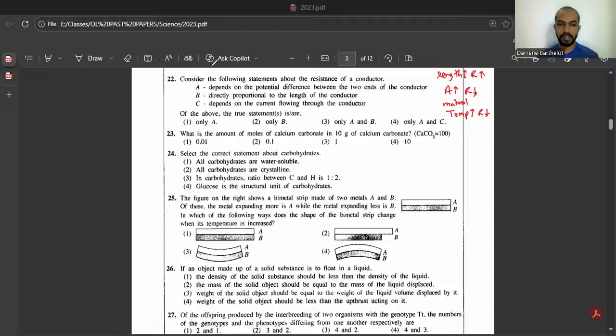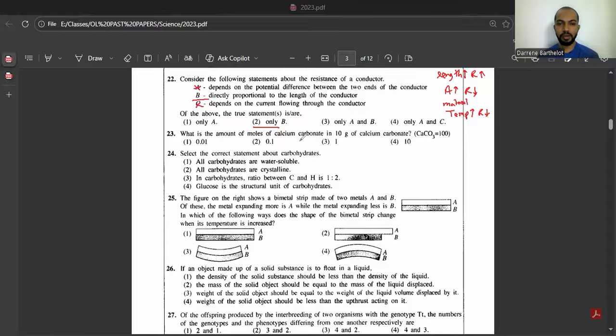Okay, let's read the statements. So I told you A is wrong. Then B, directly proportional to the length of the conductor. That's correct. When length is increasing, resistance is increasing. C, depends on the current flowing through the conductor. No. So the answer should be answer number B. Only B. Answer number 2.